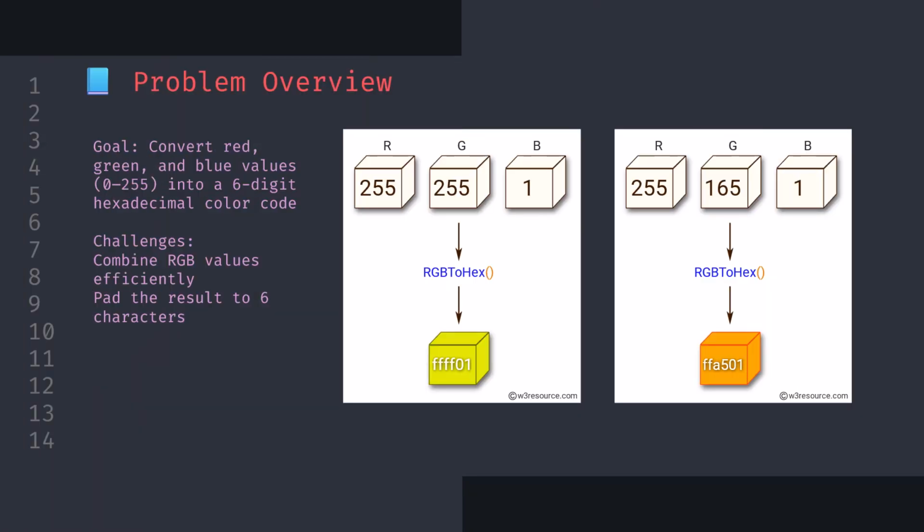We're given three integers for red, green, and blue. Each must be combined and converted into a hexadecimal string, like FFA501. We'll need a method that's both fast and compact. Let's take a look at how we can achieve this using JavaScript.